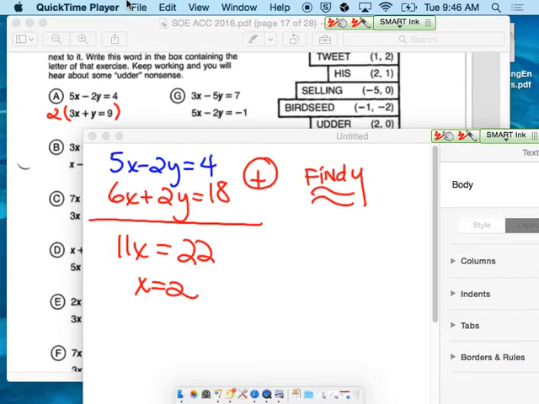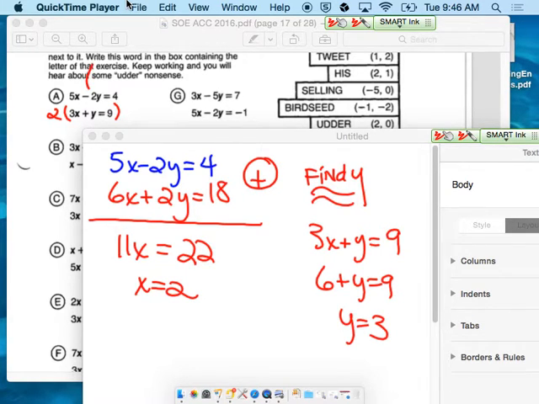And I'm going to go back to the second equation, because to me it looks like the equation that requires the least calculation. And if x is positive 2, I'm going to have 6 plus y is 9, therefore y is 3. So the solution to the equations in problem set A would be the ordered pair x is 2, y is positive 3.